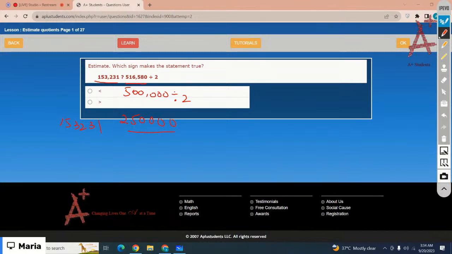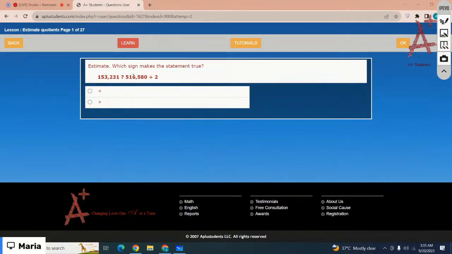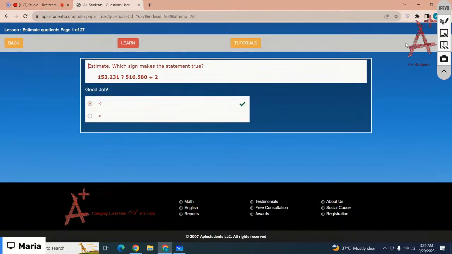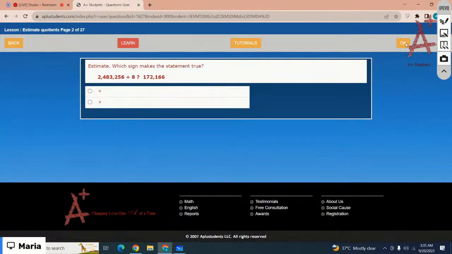153,231 is less than 250,000, right? That means 153,231 is less than the other number. The correct option is less, right? Why am I estimating? Because estimation makes the division easy, right? I don't have to do the long division method to find the exact number. That's why I just estimate the number, divide them, and I know the answer, right?